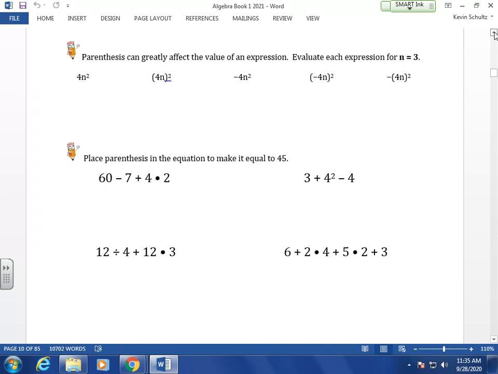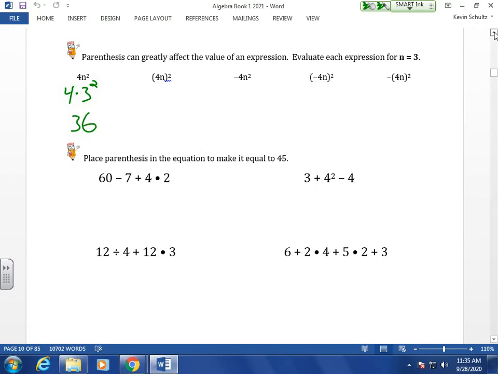So when it says 4n squared, I want you to evaluate that when n is 3. So you're going to substitute 3 in for n. So we have 4 times 3 squared. What do we get? 4 times 3 squared, yeah. 36. Okay, 3 squared becomes 9, times 4 is 36.